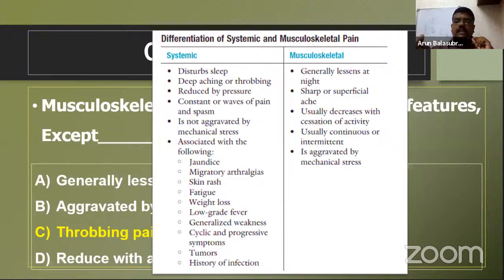Whereas a musculoskeletal condition generally lessens at night, with a sharp or superficial ache, usually decreases with activity, usually continuous or intermittent, aggravated by mechanical stress. When you apply some stress, it will aggravate, but systemic pain doesn't aggravate. The common difference is that it depends on the pain. Usually musculoskeletal pain, like muscle pain, is dull aching, whereas here it is throbbing pain.